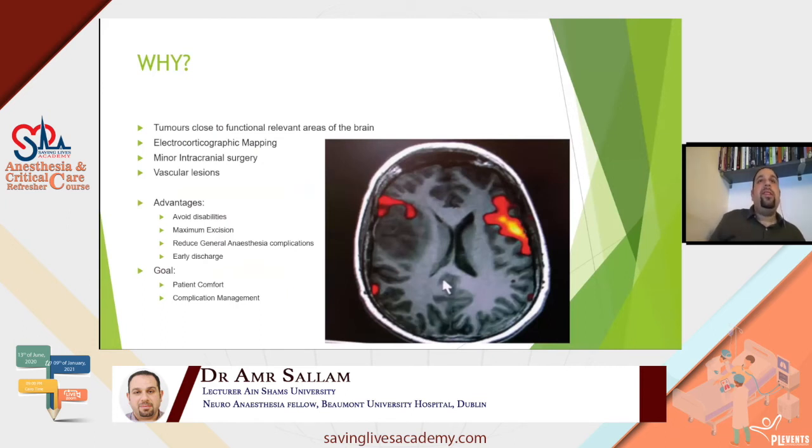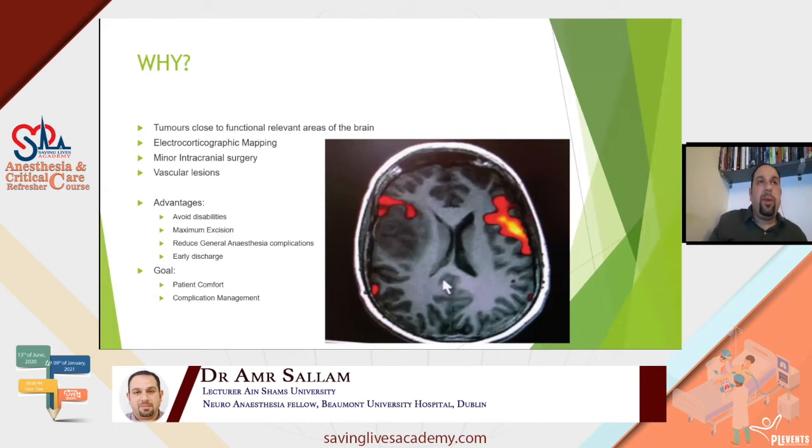Why are we doing this surgery? You're asking yourself this question. We have all known about the eloquent areas in the brain, which are the highly functional, relevant areas of the brain. Any tumor close to them, like the one we chose, this functional MRI shows a brain tumor on the left side. This brain tumor is very close to the temporal area, and these red zones were shown when the patient was asked to whistle. That really shows how very close the tumor is to that area.